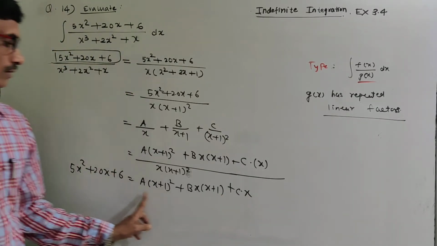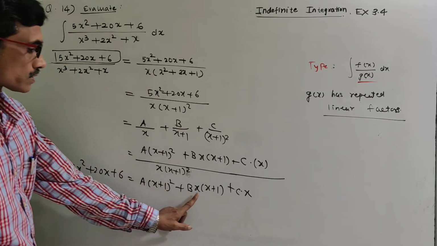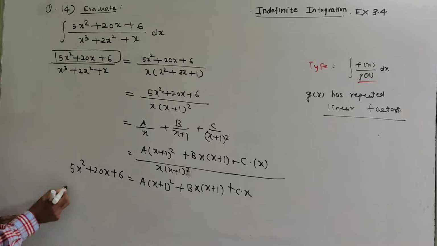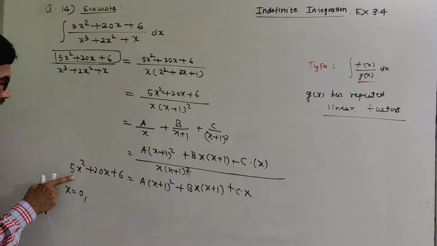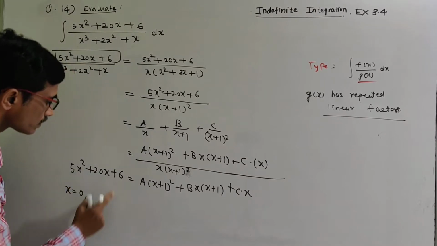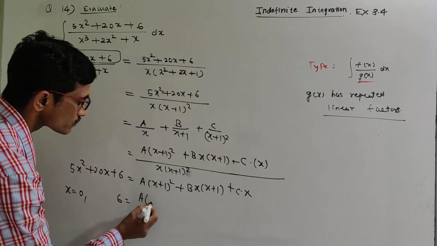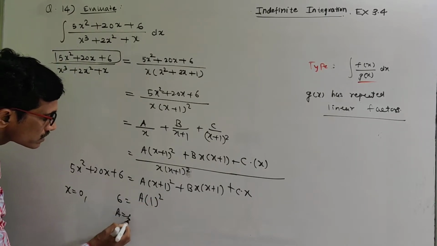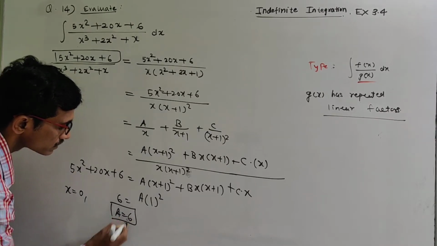Now to get values of constants A, B and C, put x is equal to 0 over here. यहाँ पे x is equal to 0 रखते हैं. So if you put x equals 0 here, then this part will be 0, this part will be 0, and it will be 6 is equal to A into (0 + 1) square. That means A is equal to 6.